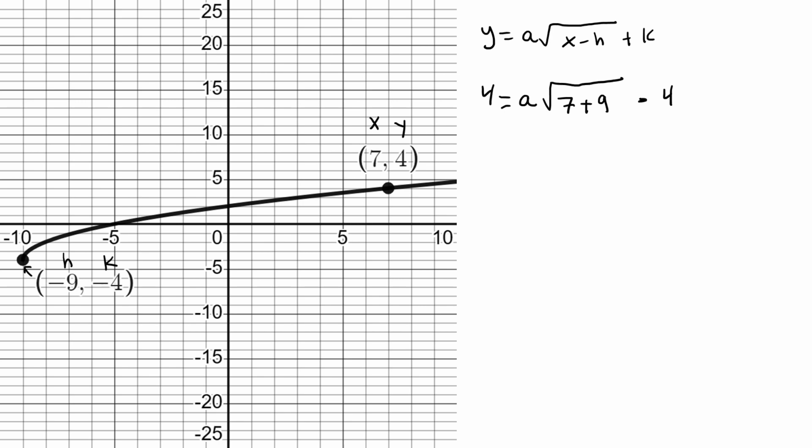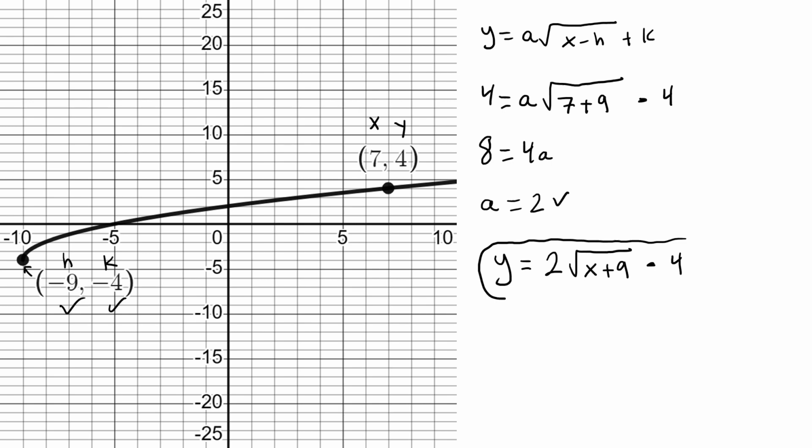Same idea as last time, so we'll take the negative 4, add it to 4, gives me 8. Then we're going to figure out what the square root equals. So 7 plus 9 is 16. Square root of 16 is 4. 4 times a is 4a. And we'll divide both sides by 4. We get a is 2. With a, h and k, I'll write my equation to my square root function as y equals 2 times the square root of x minus h, so again plus 9, h lies, and then the negative 4 goes out back. So the equation of this square root function is y equals 2 times the square root of (x plus 9) minus 4.